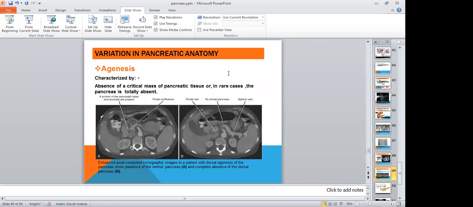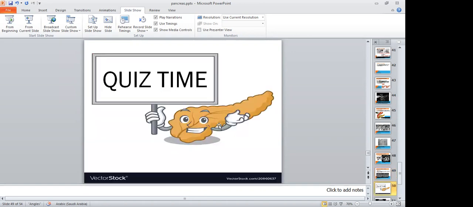Agenesis is characterized by absence of a critical mass of pancreatic tissue, or in rare cases, the pancreas is totally absent. This is an enhanced axial CT in a patient with dorsal agenesis of the pancreas, showing presence of the ventral pancreas, and this is just the ventral pancreas present, while here is the total absence of the dorsal pancreas. Thank you.